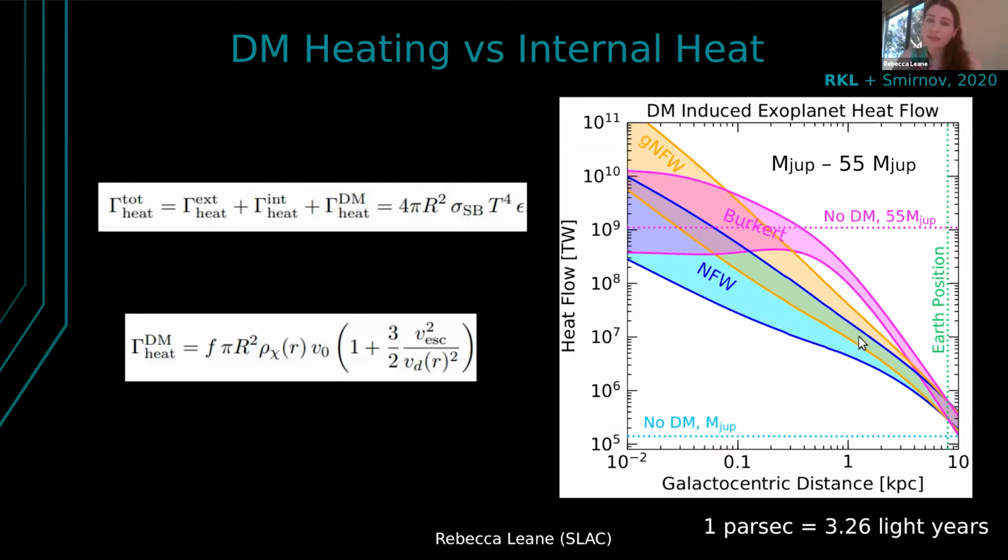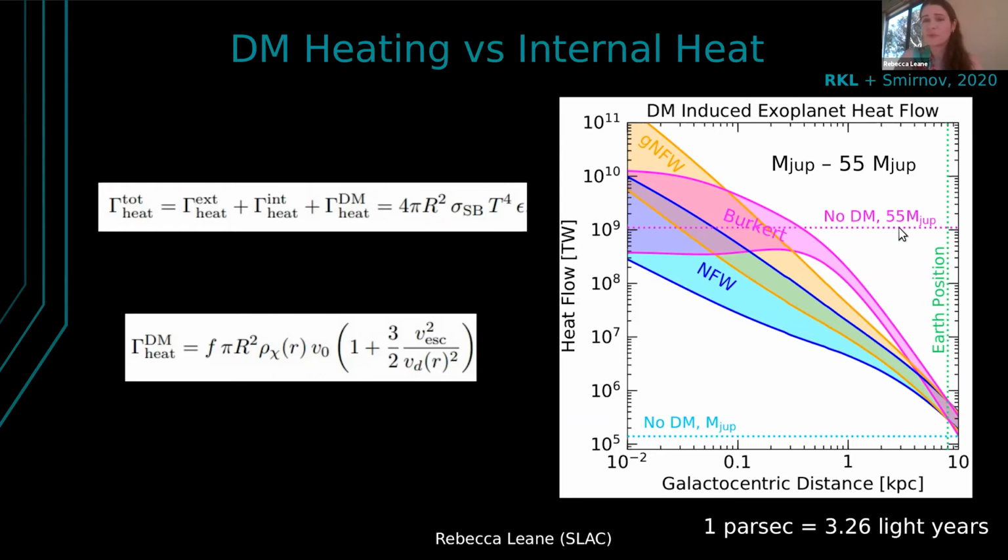As you increase the mass of the planet, it goes up to be higher. If it's more massive, it has more internal heat. So if you have 55 Jupiter masses, you sit somewhere up here. You would notice then, if you were comparing to the top lines of these shaded regions, it's only once you start getting in towards the center of the galaxy that you can see dark matter heating over the 55 Jupiter mass internal heat. So of course, there's going to be some optimal regime depending on the mass you have and how well you can see things in different positions.